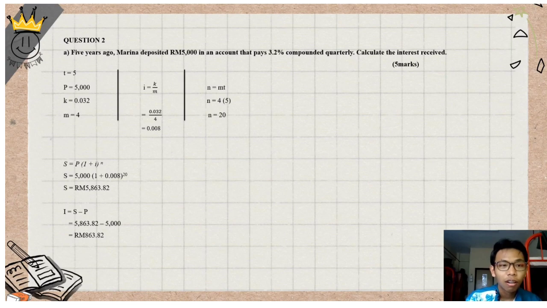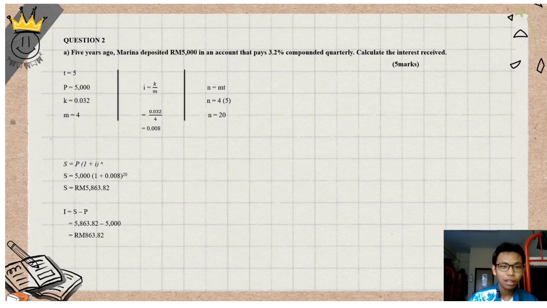Question 2. Five years ago, Marina deposited 5,000 ringgit in an account that pays 3.2% compounded quarterly. Calculate the interest received. T is 5, P is 5,000, K is 0.032, M is 4. Then you can get I by dividing K by M: 0.032 over 4 gives 0.008. N equals MT, so N equals 4 times 5, which gives 20.